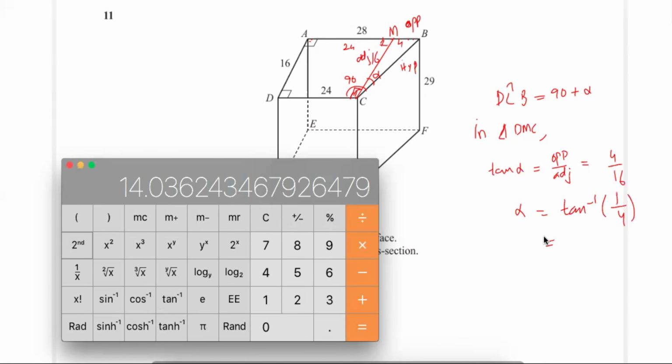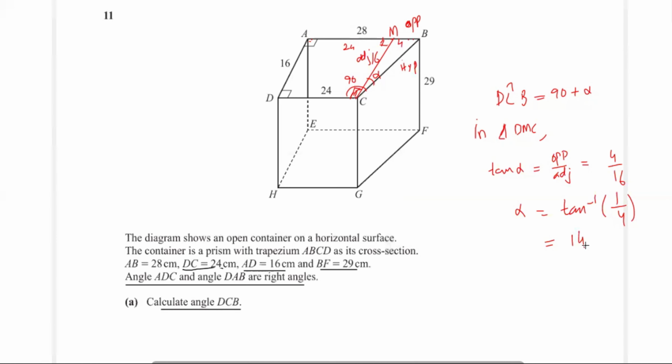Now 1 divided by 4, and tan inverse of that is equal to 14.03. We write the angle as 14 degrees. Now the total angle DCB will be equal to 90 plus 14, which is 104 degrees, and this is the answer.